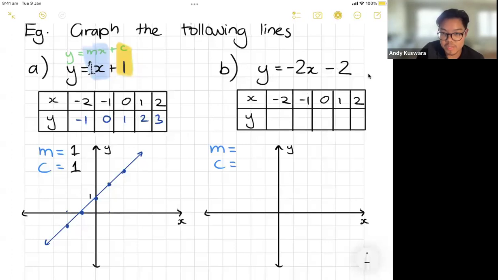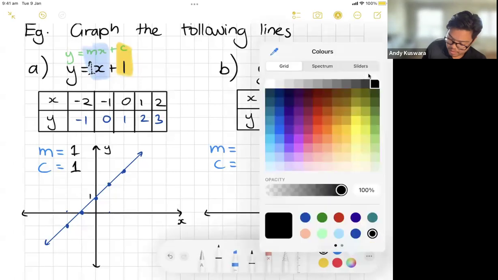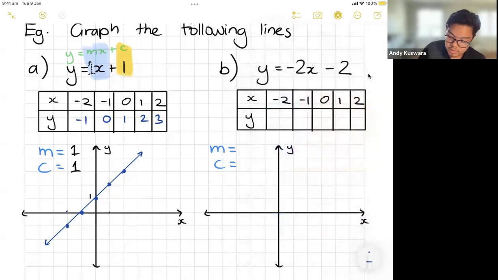Let's try this one here: y equals -2x minus 2. Again, you can do this by a table of values. You take whatever the x value is and times it by -2. That gives us +4. +4 minus 2 is 2. And you do the same thing here: -2 times -1 is 2. Take away 2 is 0. Then I'm going to keep going, and at this point you can see the pattern. We're just minusing 2 every time.